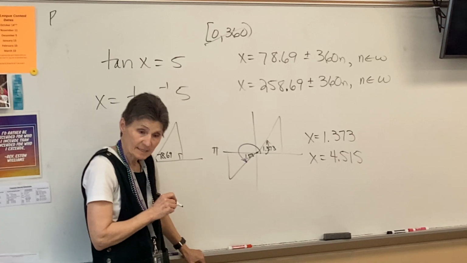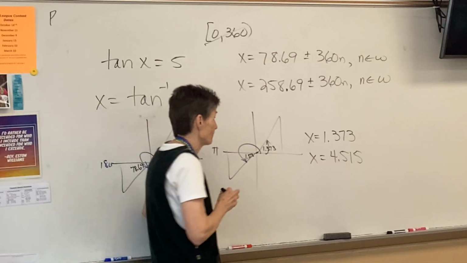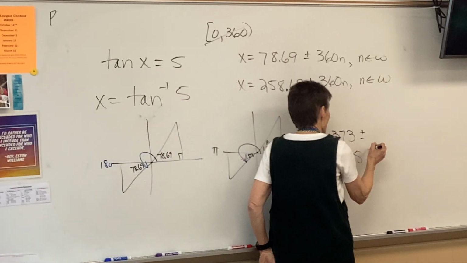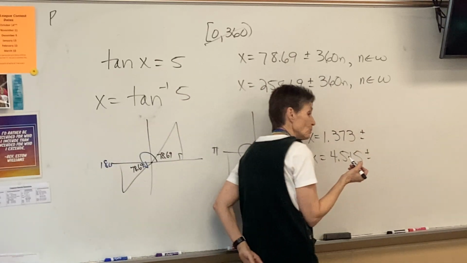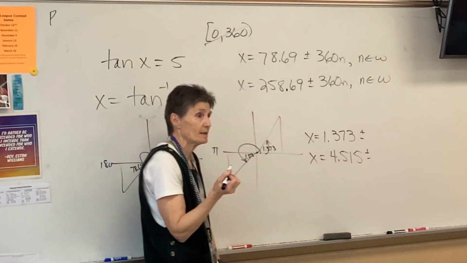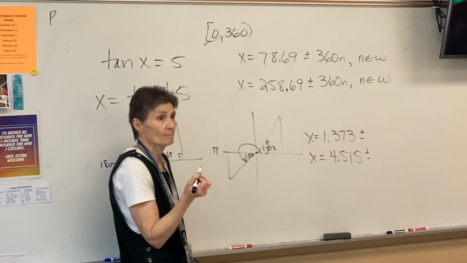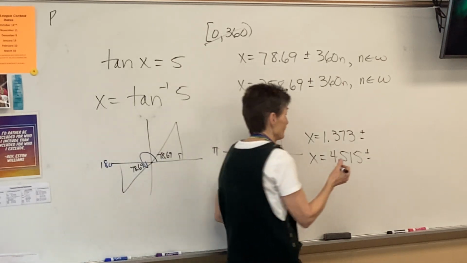And then, since it says all angles, I have to add and subtract revolutions. And what do revolutions look like in radians? 2 pi's.